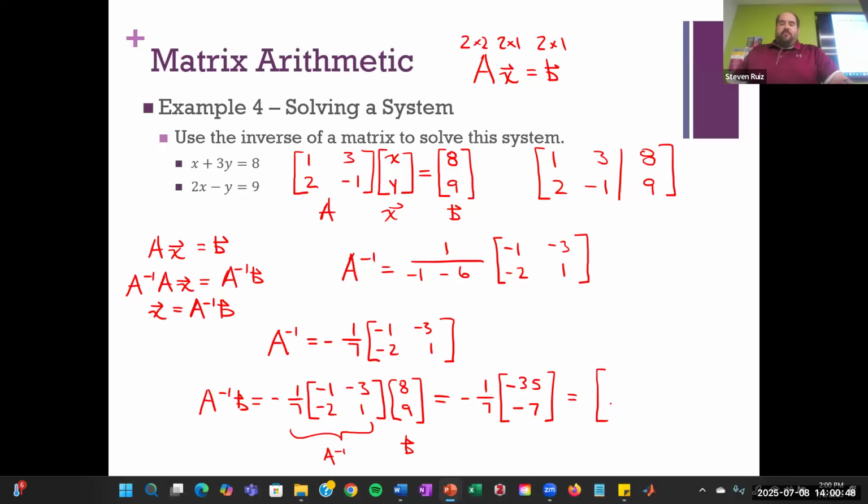Or 5, 1. Does that actually make sense with our system? If we plug in 5 for X and 1 for Y, that should work, right? So yeah, yet another tool you can use to solve a system of 2 linear equations. Any questions so far?